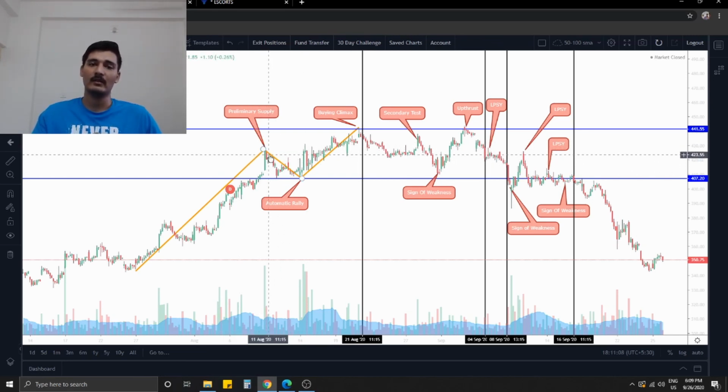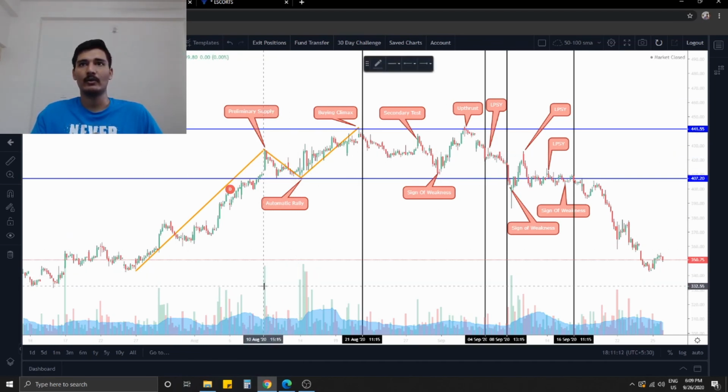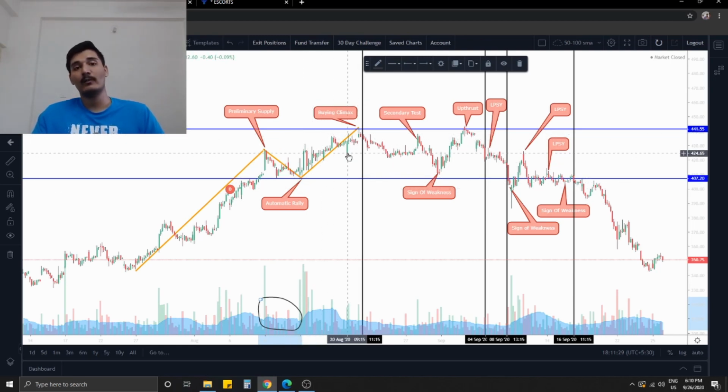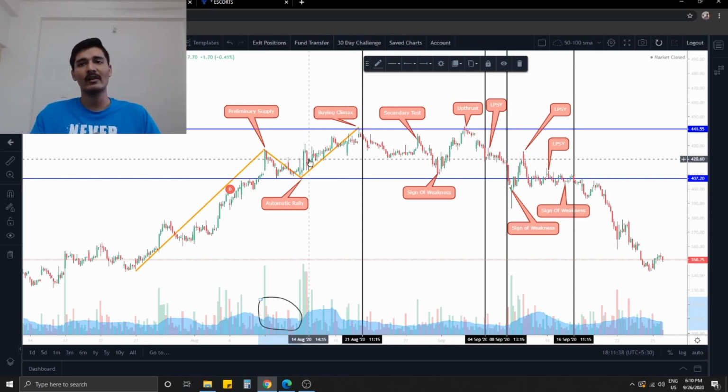The participation declines. As you can see, if I were to just highlight the volume after the preliminary supply, you can see there has been a decline in the participating volume. So that is the first point. Then you have the automatic rally after the preliminary supply. The high that comes after the automatic rally witnesses further decline in volume. You can say that the effort is declining, because of which the result is now going to diminish. So it's all driven by logic.